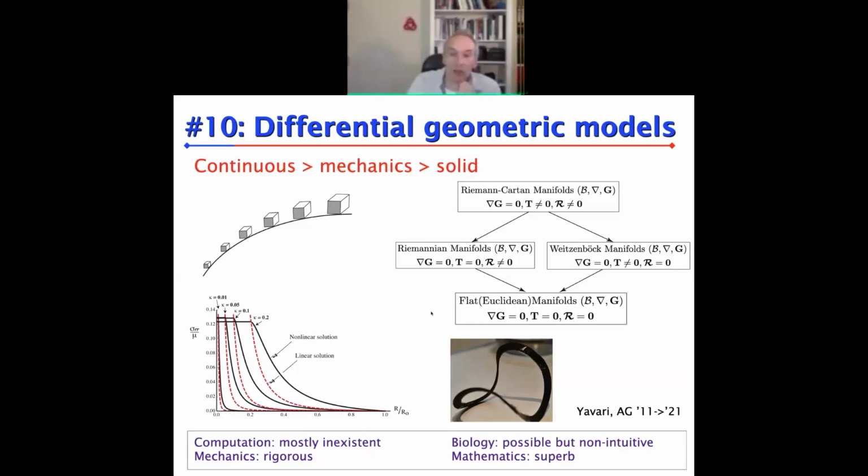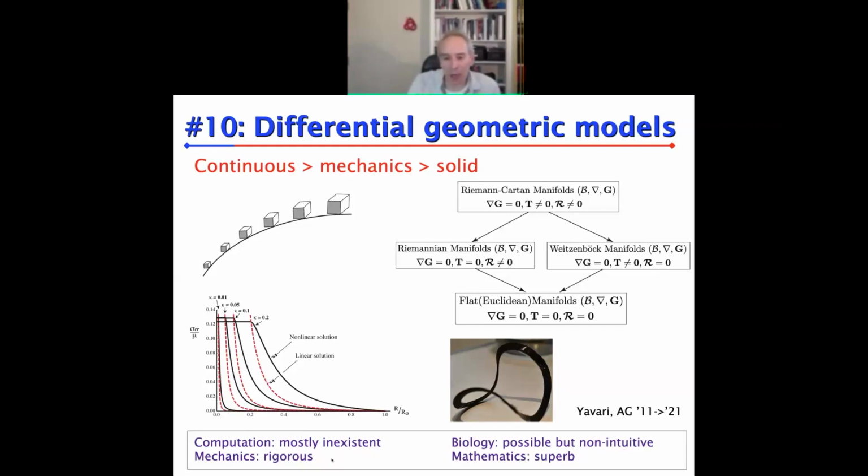It's actually harder than your typical general relativity that leads to a Riemannian manifold. The case of growth is what is called a Weitzenböck manifold, the simplest case, where you have non-zero torsion but zero curvature. So computationally, it's quite difficult. The mechanics is very rigorous because now there is no approximation or hand waving that you find in other theories.